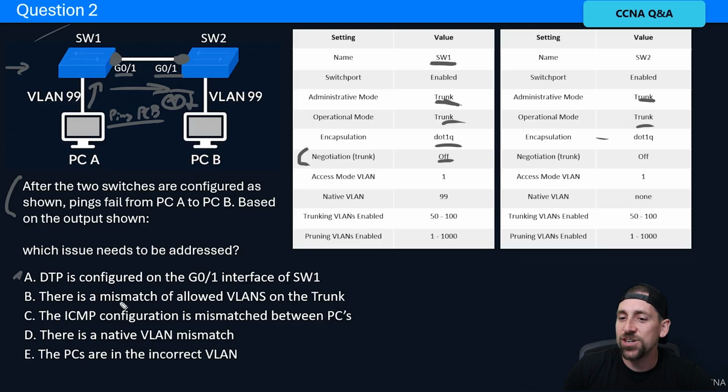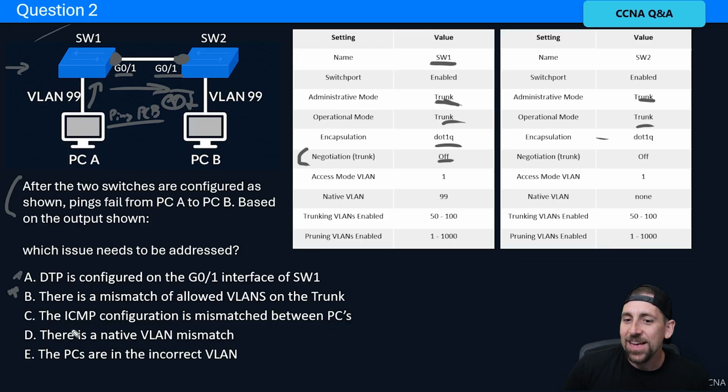There is a mismatch of allowed VLANs on the trunk. Is there a mismatch of allowed VLANs? Trunking VLANs enabled, 50 to 100, 50 to 100. There actually isn't a mismatch of allowed VLANs. And even if there were, that may not cause us problems, but they specifically did not make that change so that this wouldn't even cause you a problem. So we actually know here that A and B are not issues.